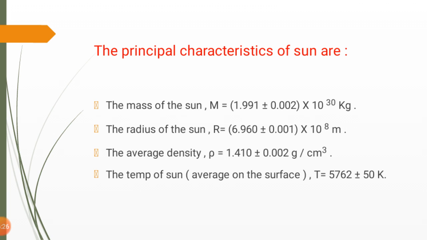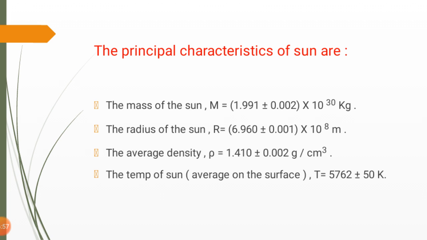The temperature of the sun, measured from the surface of the Earth, is an average temperature, capital T, equal to 5762 plus or minus 50 Kelvin. That is, there is a change in temperature at the surface of the sun, the plus or minus 50. These are the principal characteristics of the sun which have been discussed.